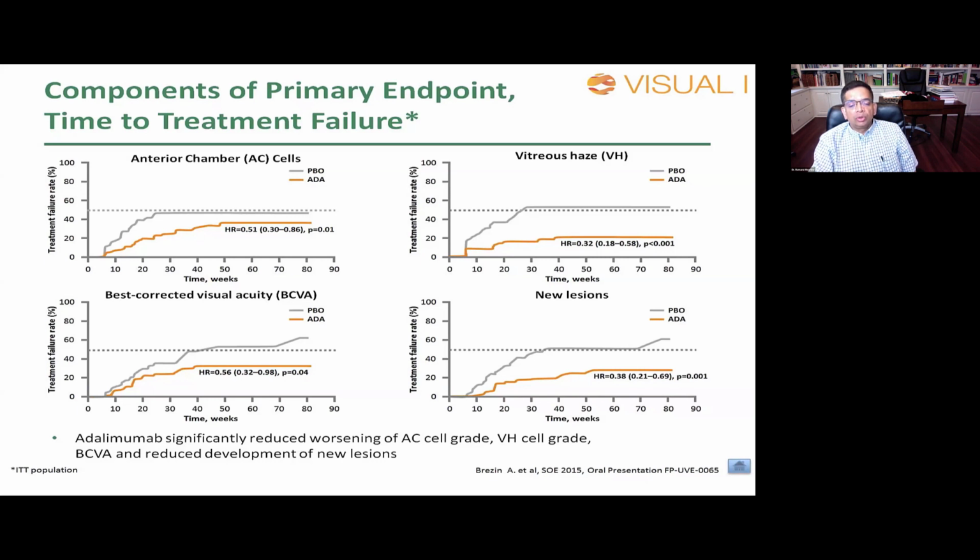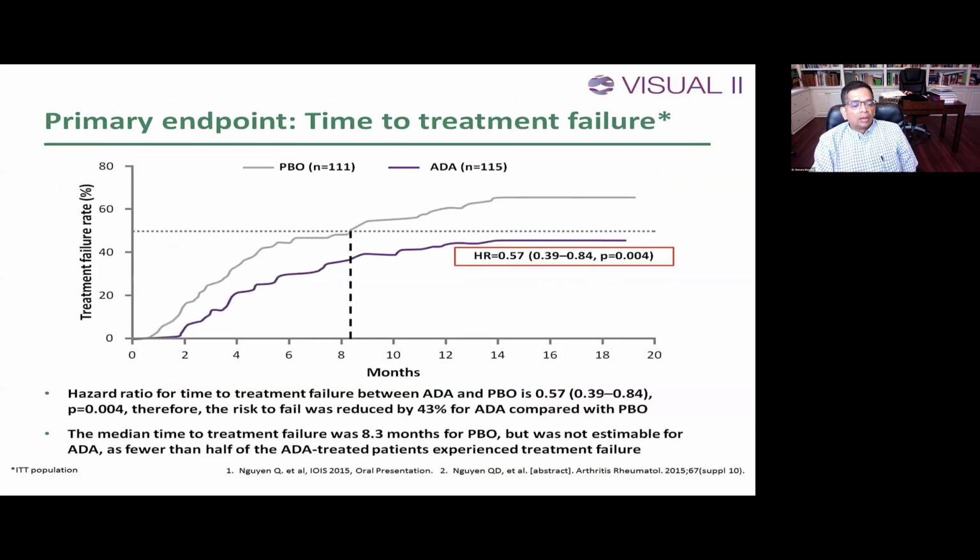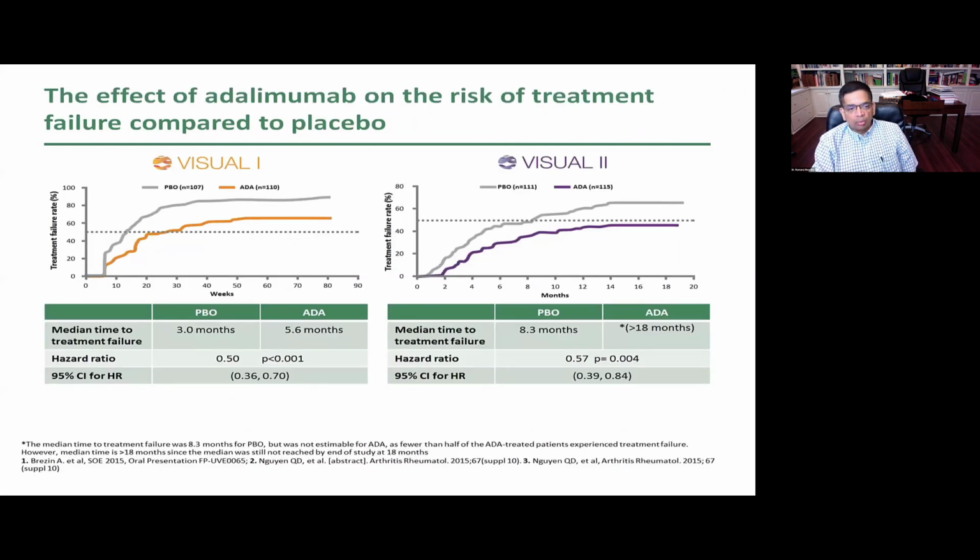So it really significantly reduced worsening of AC cell grade and reduced development of new lesions as corticosteroids were tapered. And the primary endpoint, time to treatment failure, again, the median time to treatment failure was 8.3 months for the placebo, but was not estimable with adalimumab, as fewer than half of the adalimumab-treated patients experienced treatment failure. So this is a remarkably effective thing. This trial is ongoing, so you'll see additional information published soon, if it's not already been published. So there is definitely efficacy in use of these medications.